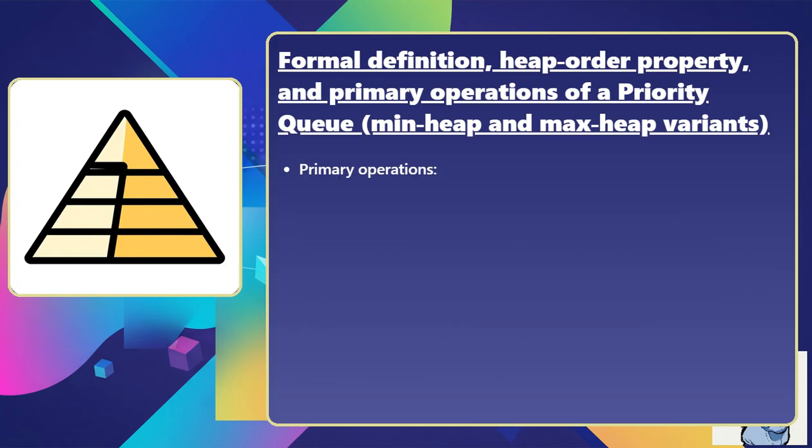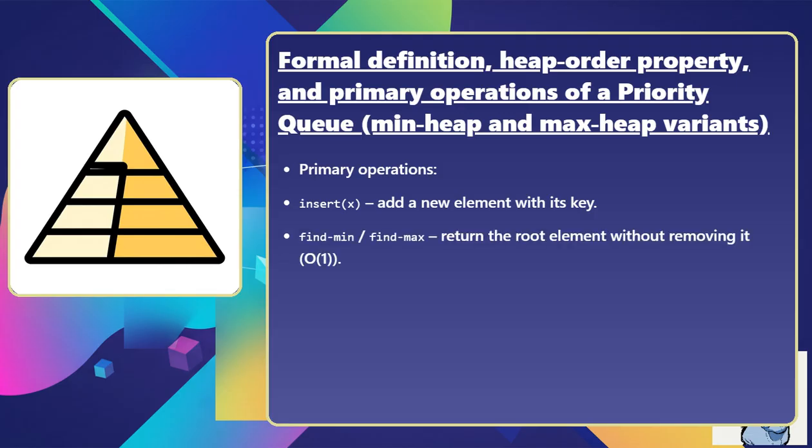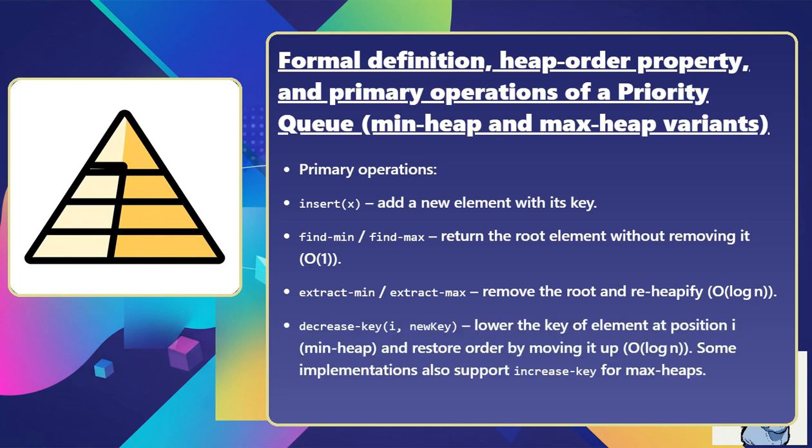Primary operations. Insert(x) adds a new element with its key. Find-min or find-max returns the root element without removing it, O(1). Extract-min or extract-max removes the root and re-heapifies, O(log n). Decrease-key lowers the key of the element at position i in a min heap and restores order by moving it up, O(log n). Some implementations also support increase-key for max heaps.